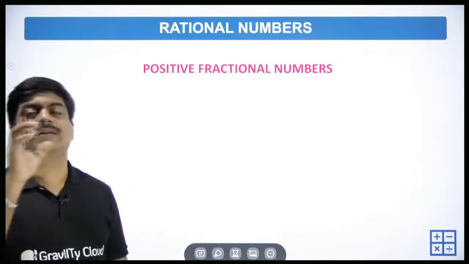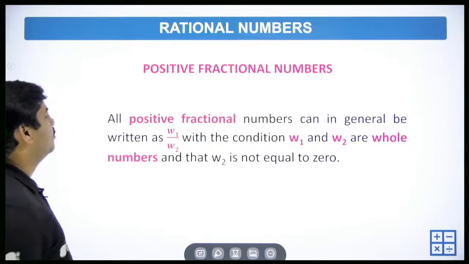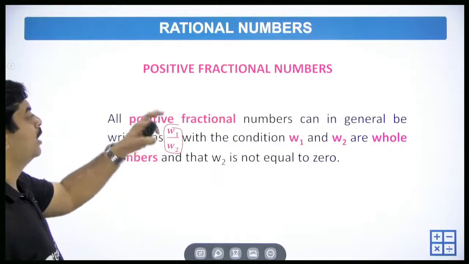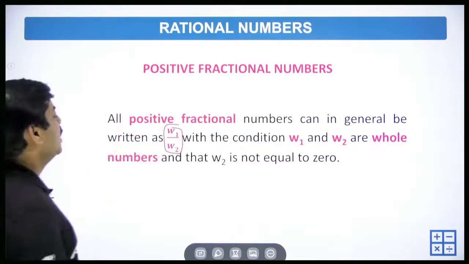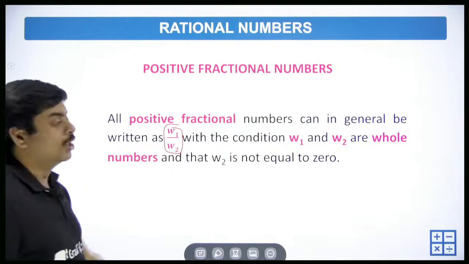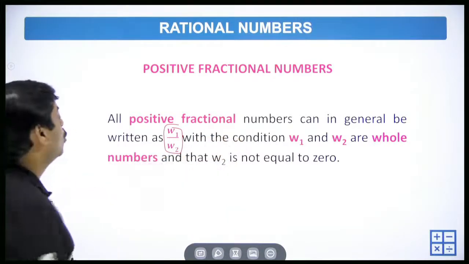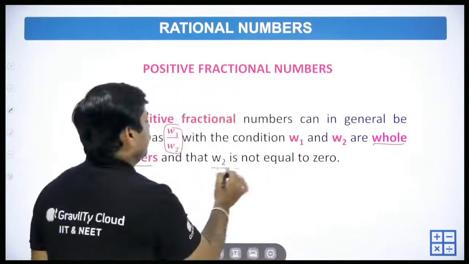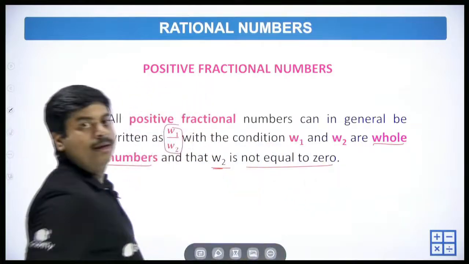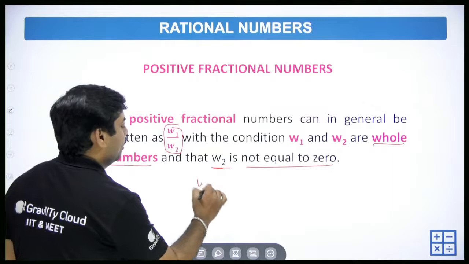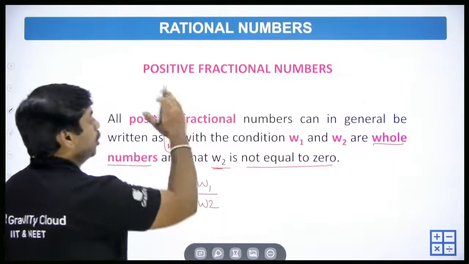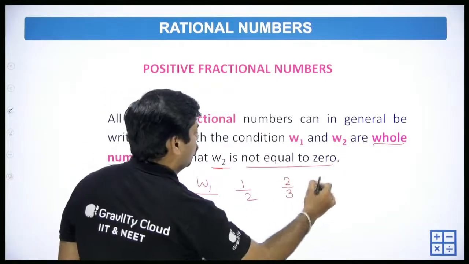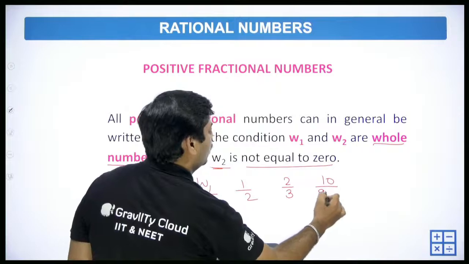In that we have positive as well as negative. So, positive fractional numbers like W1 by W2. All positive fractional numbers can in general be written as W1 by W2 with the condition that W1 and W2 are whole numbers and W2 should not be equal to 0. Right? So, one whole number by another whole number will give you a positive fractional number. Let's say 1 by 2, 2 by 3, or 10 by 100, 99, whatever it is.